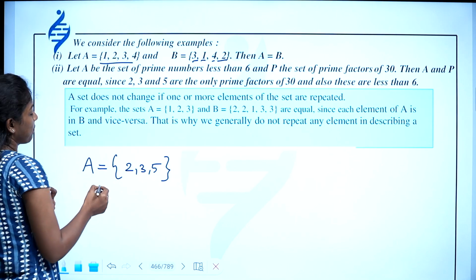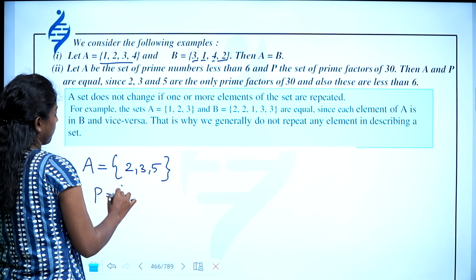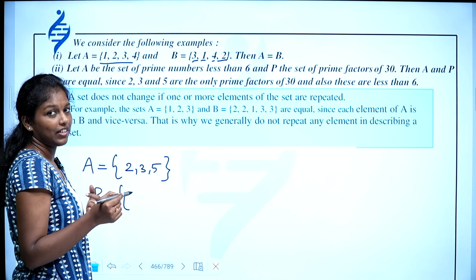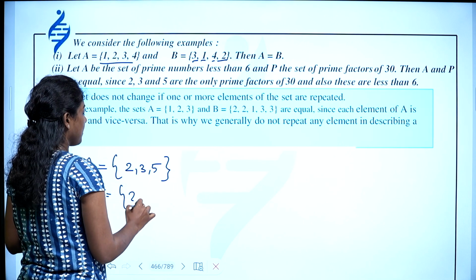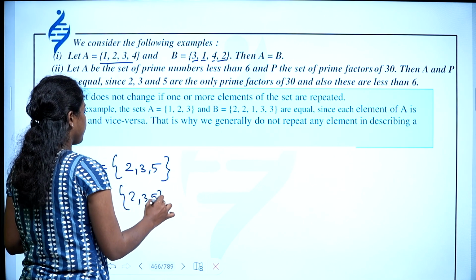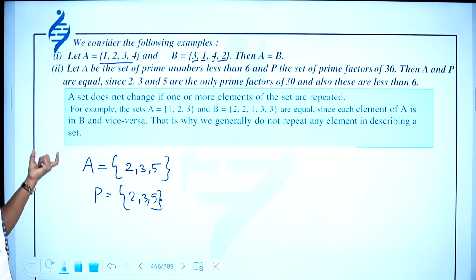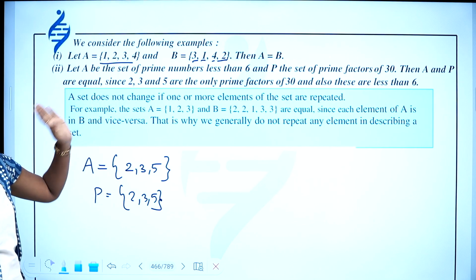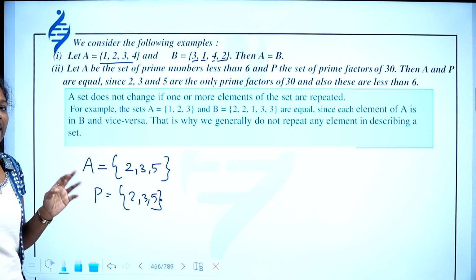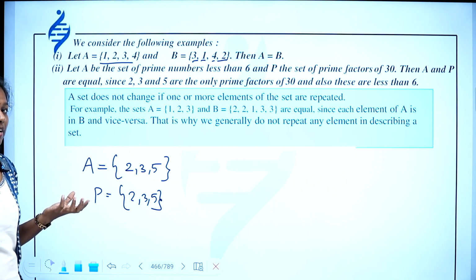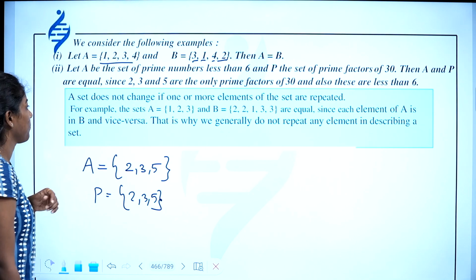Then P is the set of prime factors of 30. Which are the prime factors of 30? 2, 3, 5. Okay, so we can say A and P are equal since 2, 3 and 5 are the only prime factors of 30 and they are the prime numbers less than 6.